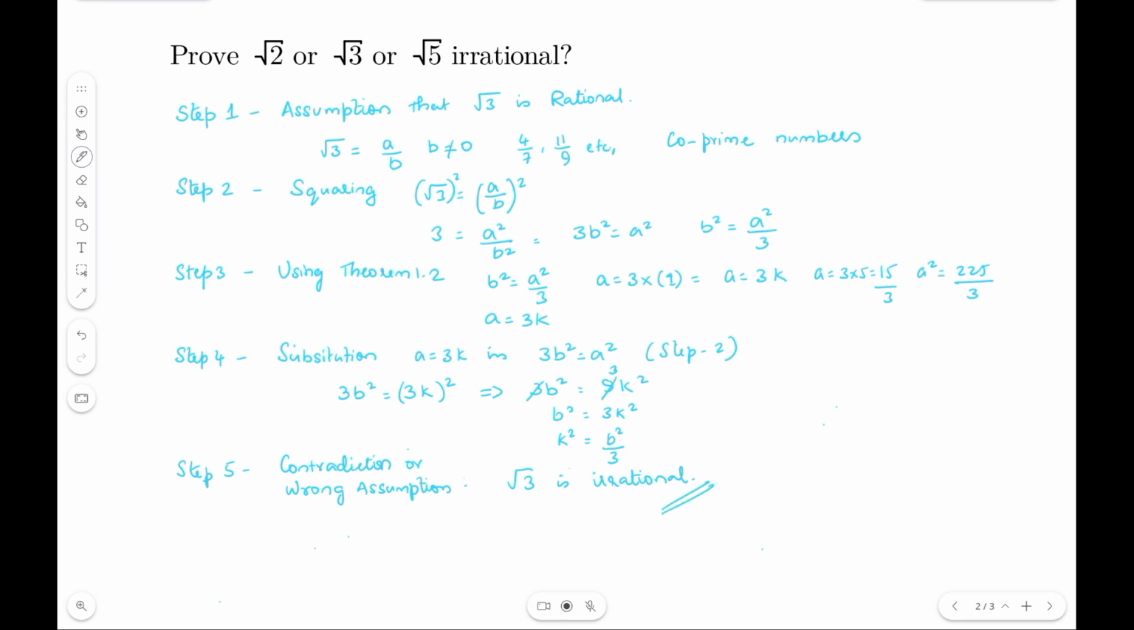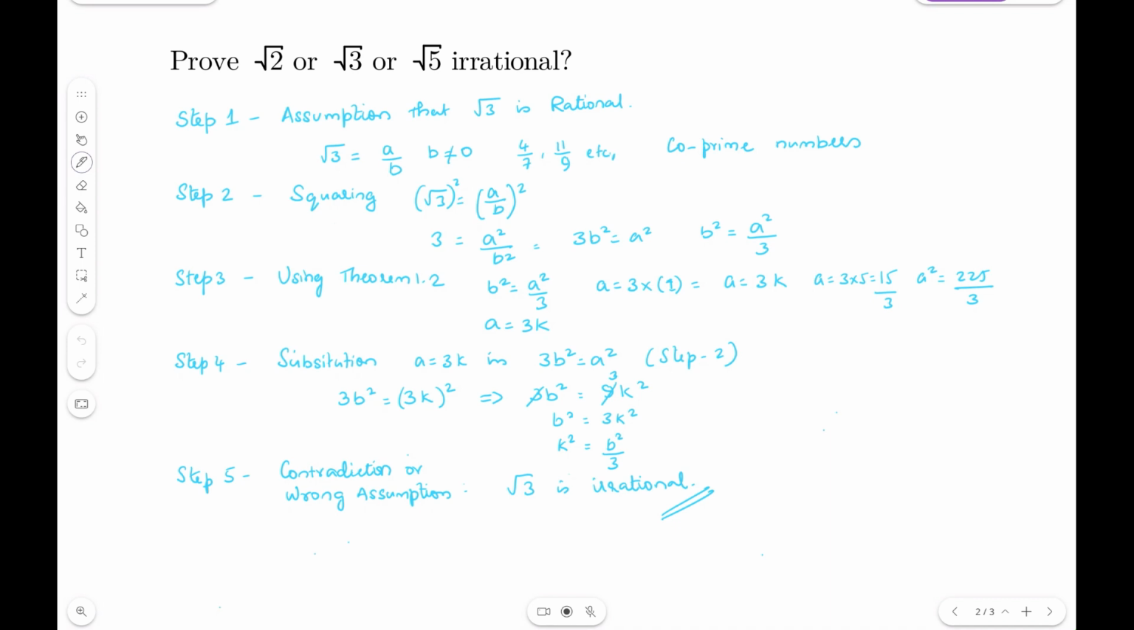Hence proved. Here we have proved root 3 is irrational using 5 steps. You can use the same 5 steps and solve root 2 or root 5 or root 7 or root 11, and the answer will be more or less in a similar fashion. You try and see if you are able to do it. In case you are stuck, just leave a message. I'll be very happy to reply.